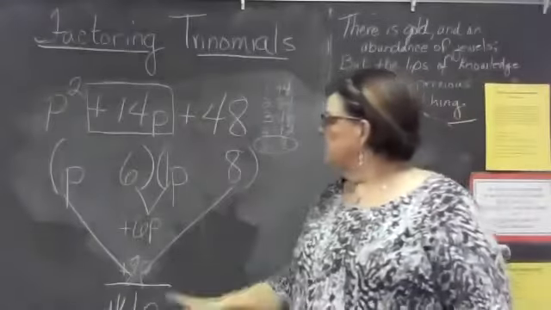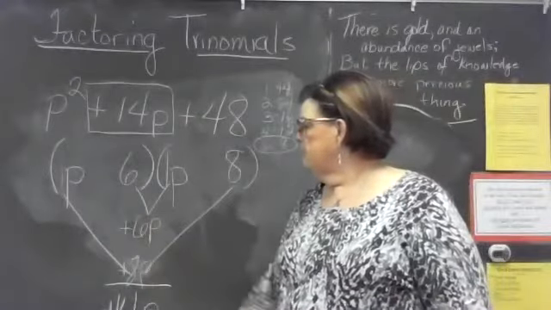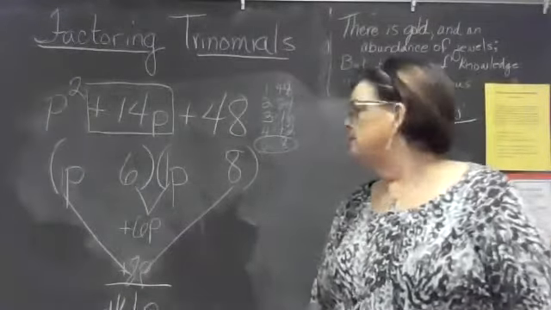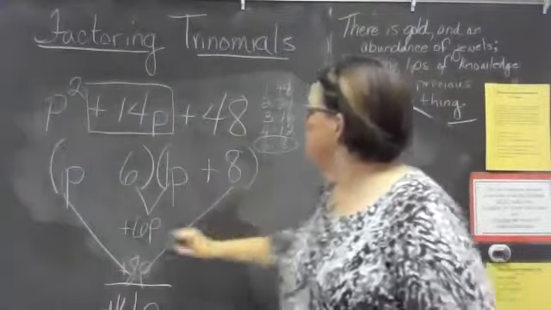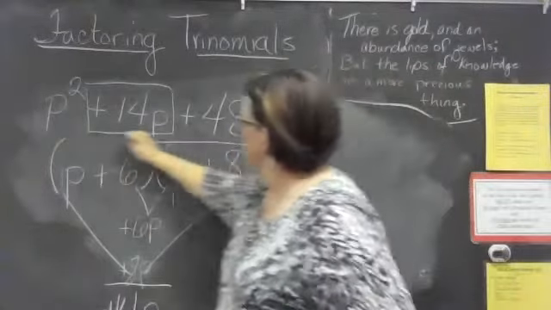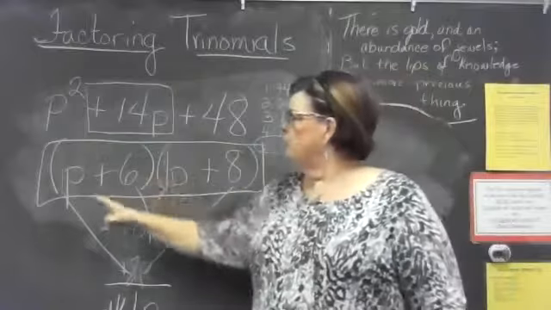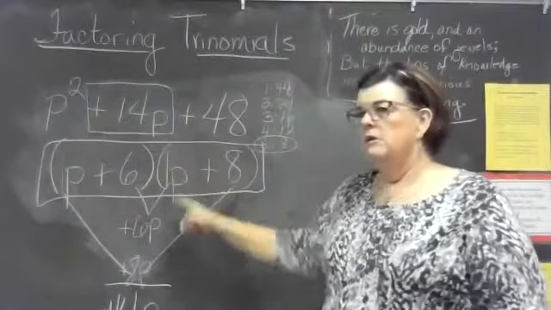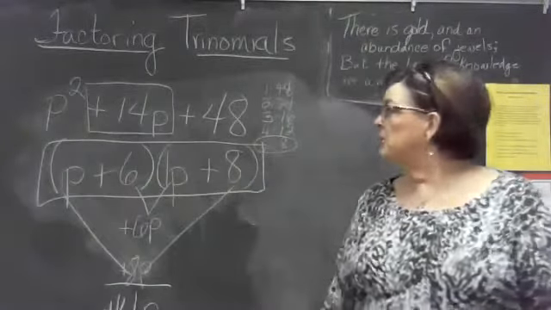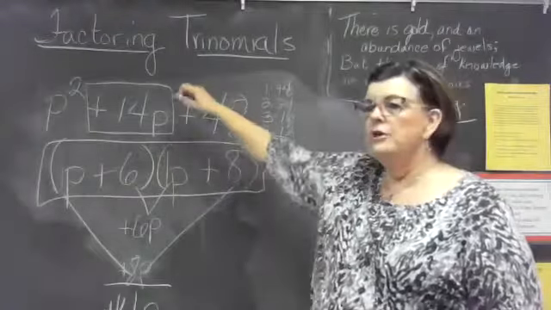In this case, we need a positive 6 plus a positive 8 to get us a positive 14. And so I know that in my answer, this is my answer right here. This is one factor, this is the other factor. If I stop and multiply those, I will come back to the original trinomial.